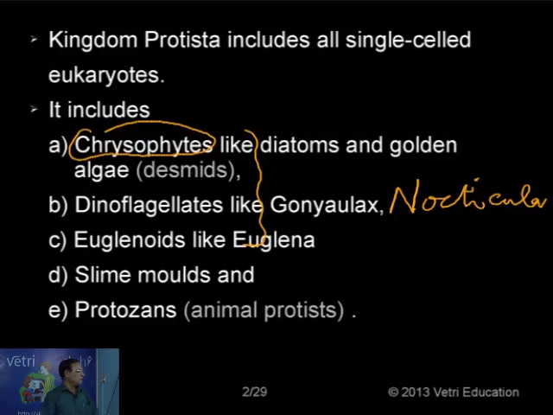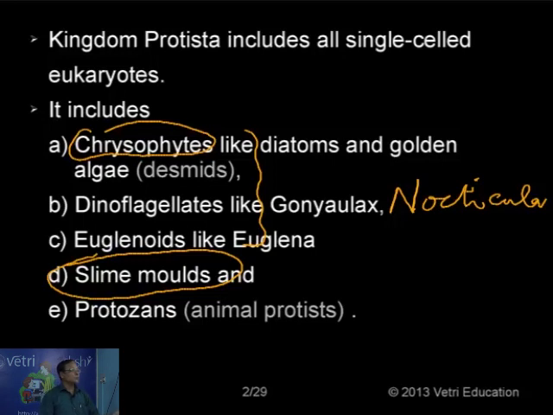Now the fourth one, slime molds. These are all decomposer protists, or fungal-like organisms. Some of the organisms are unicellular and some others are multicellular. So slime molds are fungal protists, decomposer protists or saprophytic organisms.